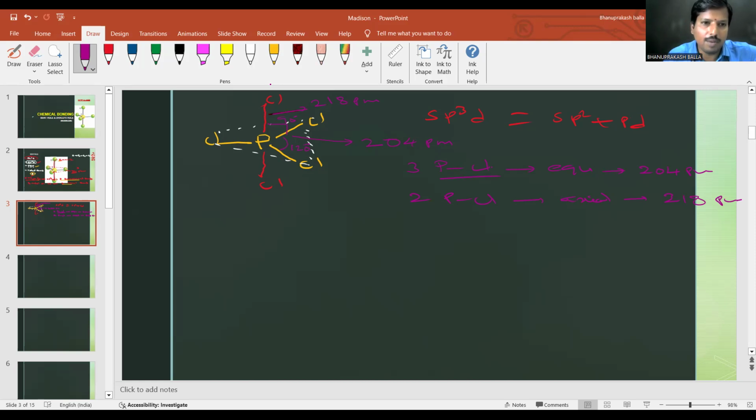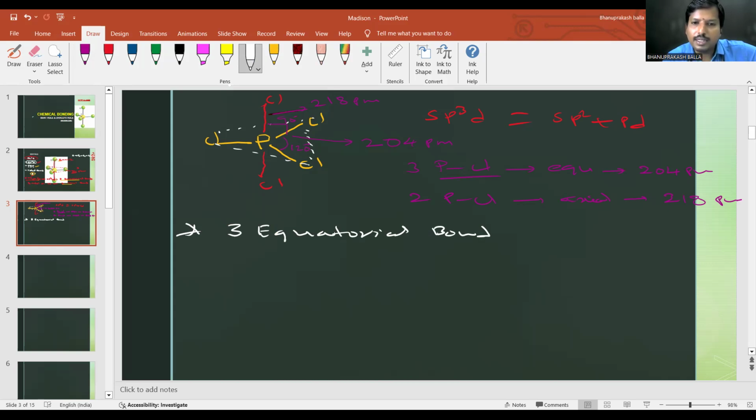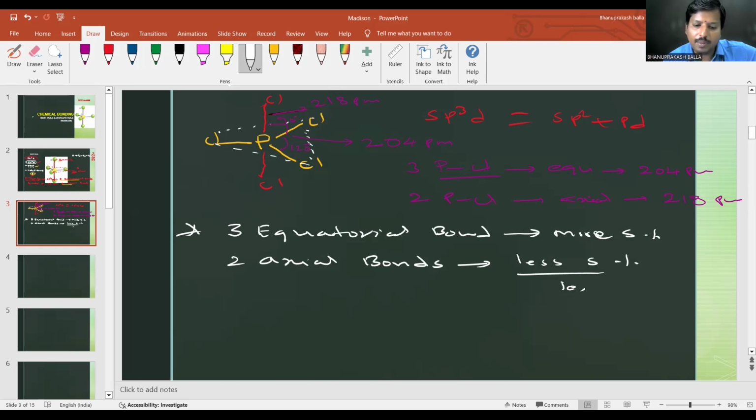The bond length when compared, the axial bonds and equatorial bond lengths will differ. Okay, and one more key point of discussion. In total, the three equatorial bonds will be present. These three equatorial bonds are more preferred, with more s percentage character, and the remaining two axial bonds have less s percentage character. Less s percentage character means more p character, more p percentage.